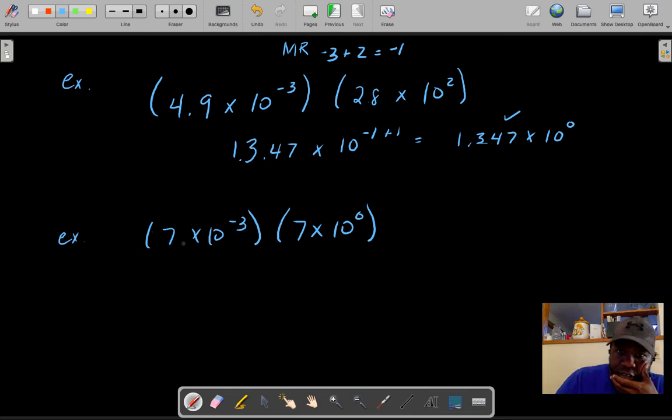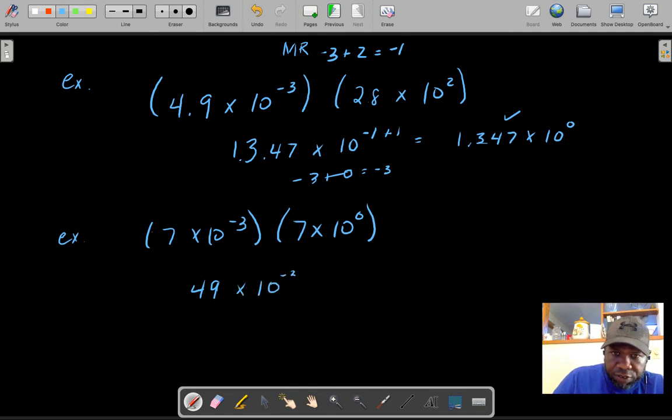All right, so we have the same idea. Using the multiplication rule, we're going to multiply 7 times 7, which is 49. Okay, it's going to give us the answer. And then we have -3, and the other multiplication rule tells us that when we multiply with the same base, the exponents are going to be added. So that would be -3 plus 0, which equals -3. Okay, so that would be 49 times 10 to the -3.